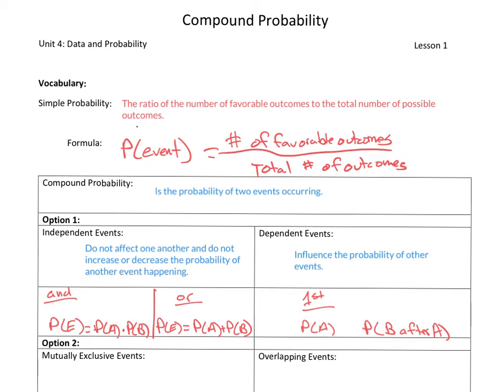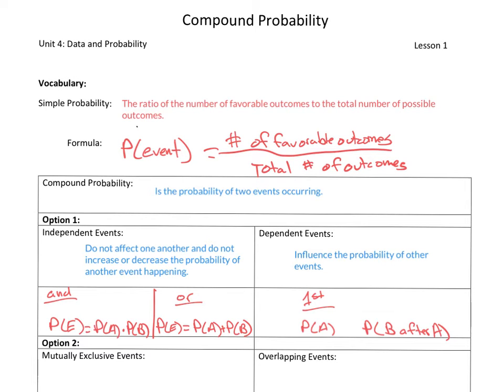So when we look at independent events, we can also look at a lot of times the "and" or "or" statements. When we look at the "and" statements, a lot of times the probability of the event is going to be the probability of A times the probability of B. When we look at an "or" statement, your probability of your event is going to be the probability of A plus the probability of B.